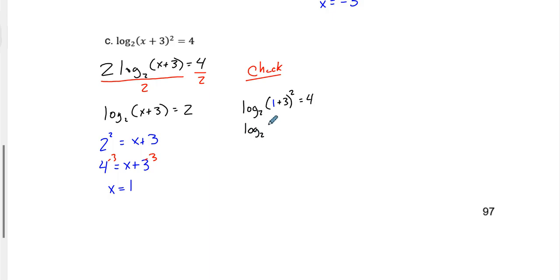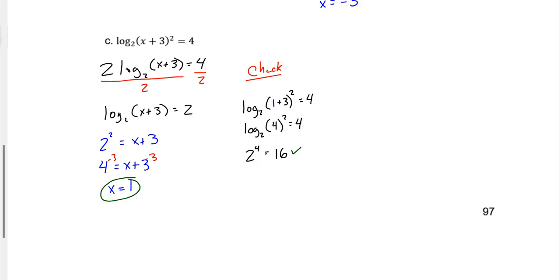So we'd have log base 2 of 1 plus 3 is 4, squared equals 4. 4 squared. So we have 2 to the power of 4. Using our whiplash would equal 4 squared. Well, 4 squared is 16, and 2 to the power of 4 is 16. So our answer of x equals 1 is all good.